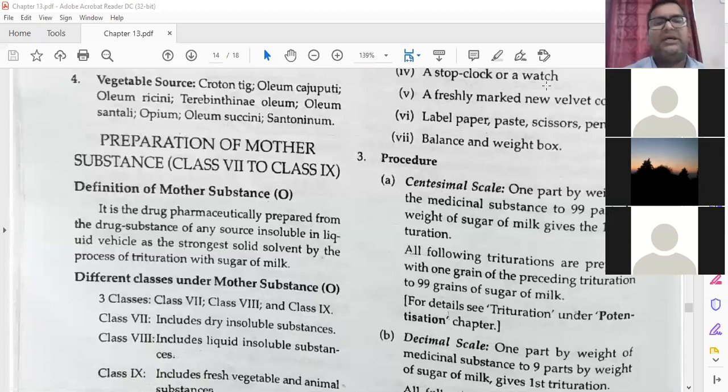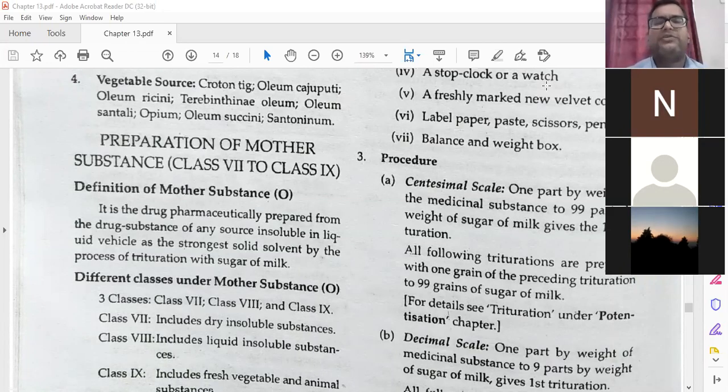Here there will be three classes: class 7, class 8, and class 9. So the total classes in the old system are nine. Mother tincture is classes 1, 2, 3, 4. Then mother solution is 5 and 6. Then mother substances are 7, 8 and 9. So these are the total nine classes.